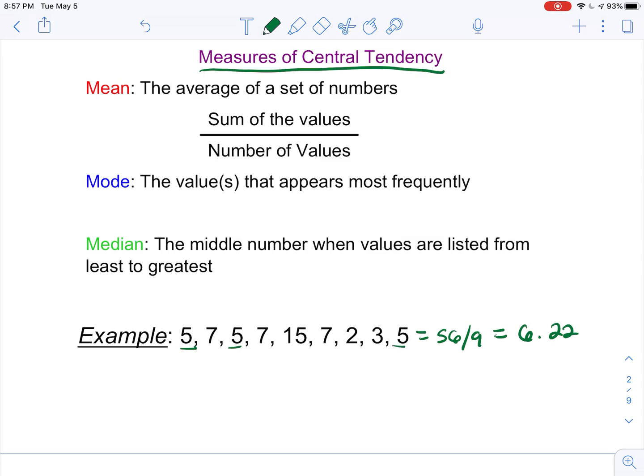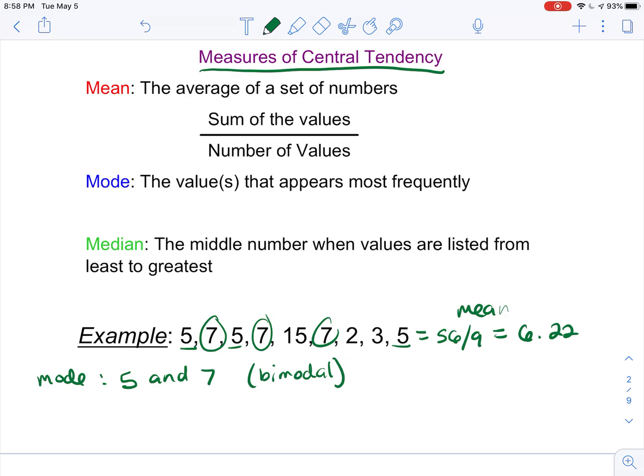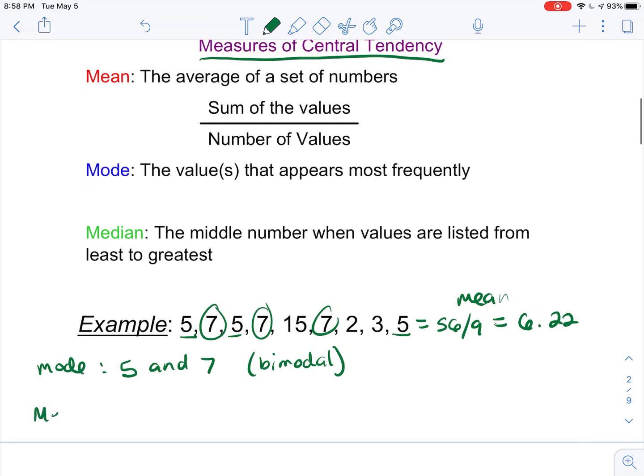To find my mode, I look for a value that appears most frequently. So we look at our set. Are any numbers repeated? Well, I see that 5 and 7 are definitely repeated. Which one's repeated most? There are 1, 2, 3 5s and 1, 2, 3 7s. So my mode is actually going to be 5 and 7, both of them. So we would call this bimodal, because it has two modes, bi meaning two. It has 5 and 7, and that's because they repeat the same number of times.